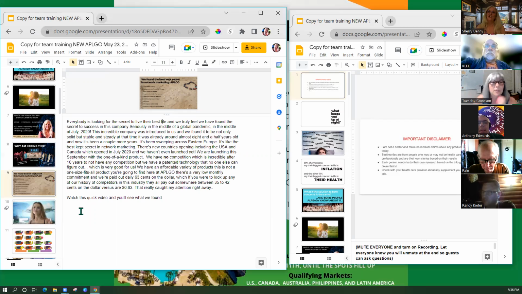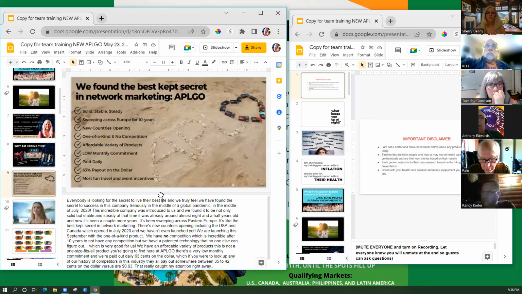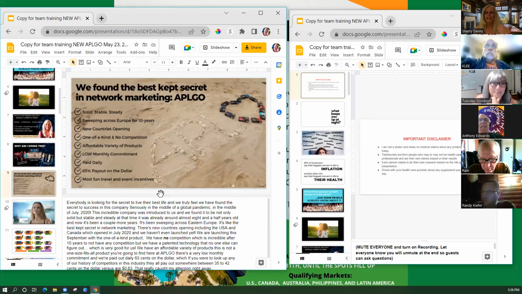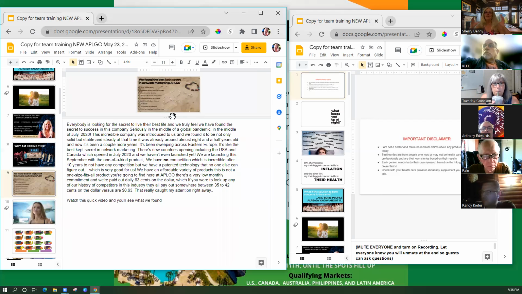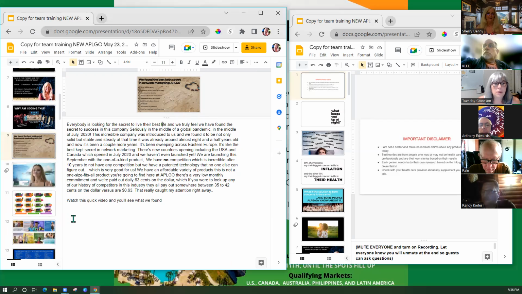Yes, exactly. And I'm glad you brought that up, because when you show a slide like this, people are going to read the slide anyway, and you're reading it to them. That's one of the things I don't like to do, is have a slide with a bunch of words on it that people are reading. So mine are usually interactive, but I picked this one because it's pretty universal for everybody. So at the end of that, which you didn't see, here's this part, Tuesday. Watch this quick video, and you'll see what we found.